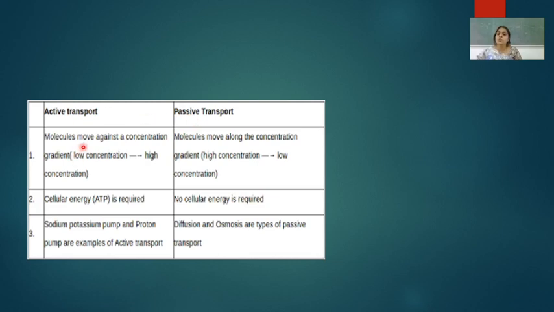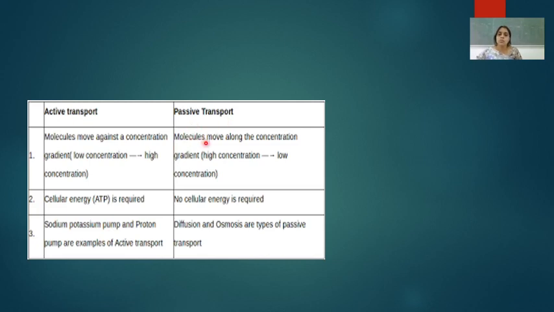Active transport. So molecules move against a concentration gradient, that is from lower concentration to higher concentration. Cellular energy ATP is required. Examples like sodium potassium pump and proton pump are the examples of active transport. So this proton pump and all you'll be studying in your higher class 10th in case of nervous system.